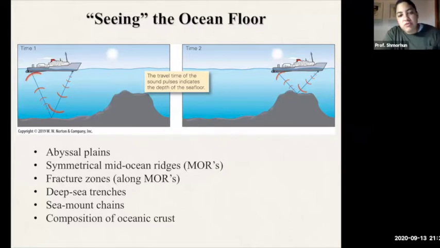So before World War II, there's an expedition that came about that was 4 years long that pursued to study the bathymetric profiles of our seafloor. With about 360 of these images, they noticed a bunch of different things. They noticed abyssal plains, so long expanses of just flat ocean floor. They noticed these symmetrical mid-ocean ridges, which we'll come to a little bit later on. They noticed these fracture zones, which are offsets along these mid-oceanic ridges.